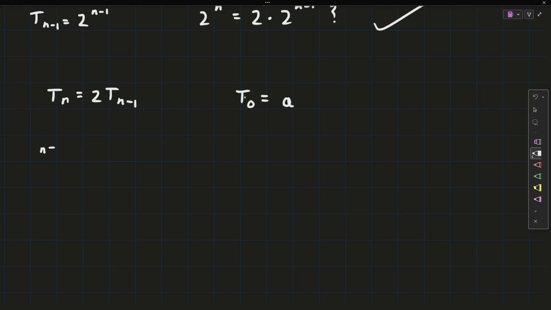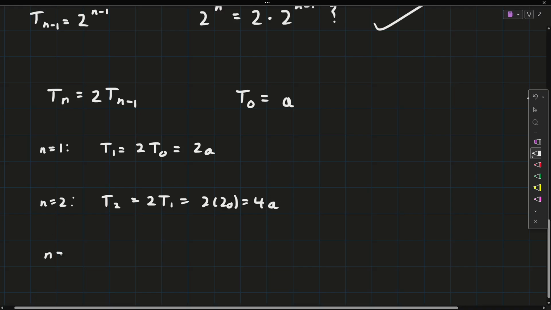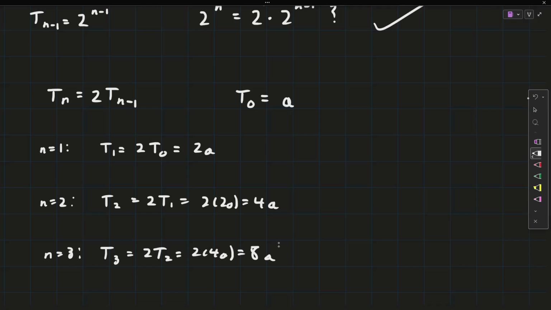So what's n equals 1 again? Let's look at the first term: it will be equal to twice t_0, so that'll be equal to 2a. If we let n equals 2, well then we can say that t_2 will be equal to 2 times t_1, and t_1 is 2a, so we'll have 2 times 2a, which is 4a. If we have n equals 3, we'll have t_3 will be twice t_2, which will be 2 times 4a, which is equal to 8a. And again, we can see a pattern.